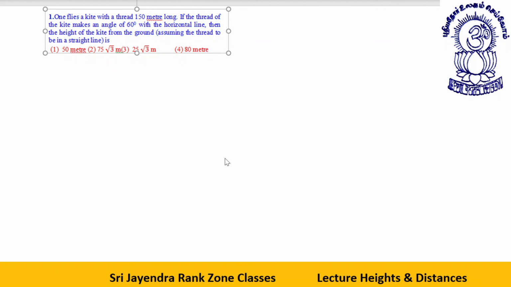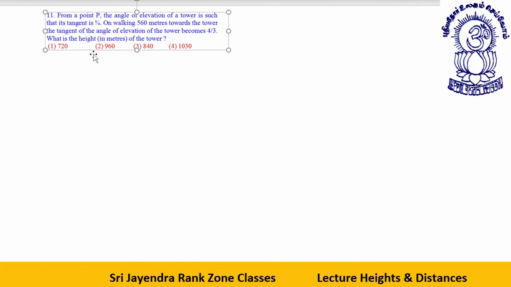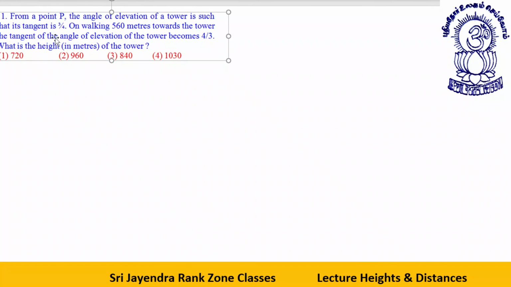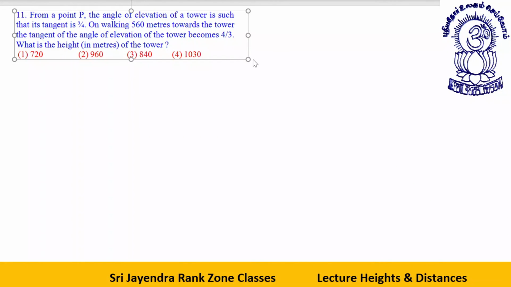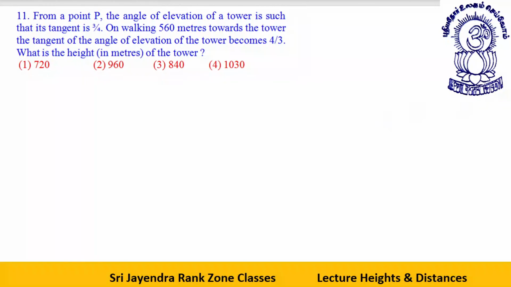Now this will be the last question for this chapter, and I have genuinely covered each and every possible type of question. From a point P, the angle of elevation of a tower is such that its tangent is 3 by 4. On walking 560 meters towards the tower, the tangent of the angle of elevation of the tower becomes 4 by 3. What is the height of the tower?